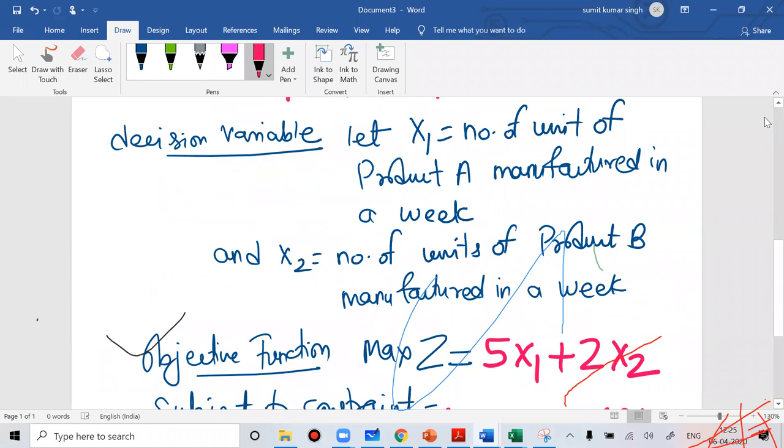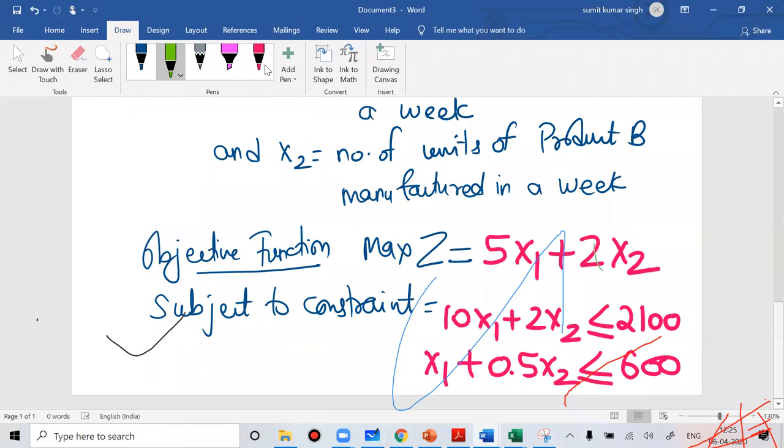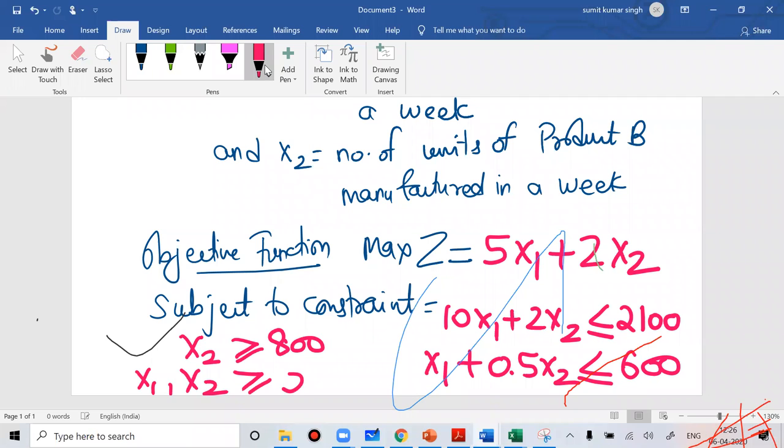And the third constraint: here they wrote that the market constraint on product B is known to be a minimum of 800 units every week. Every week you have to make a minimum of 800 units of B. So you write the third constraint: the B you manufacture should be a minimum of 800 units. Then you write that whatever you're manufacturing should be a positive value. This is called the non-negativity restriction. If you write this much, your work is done.